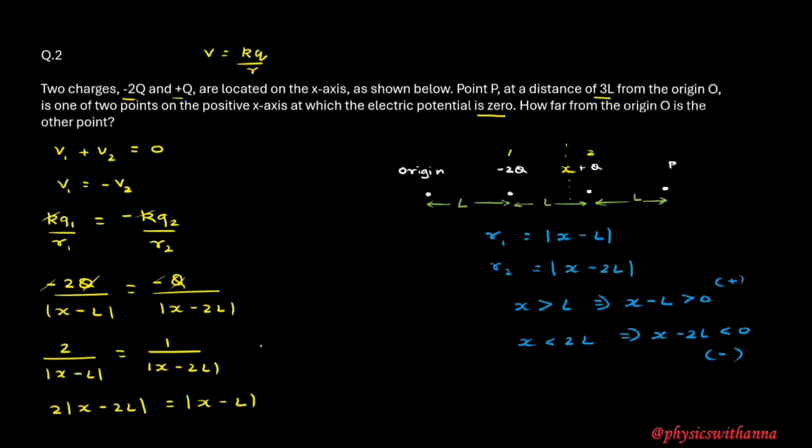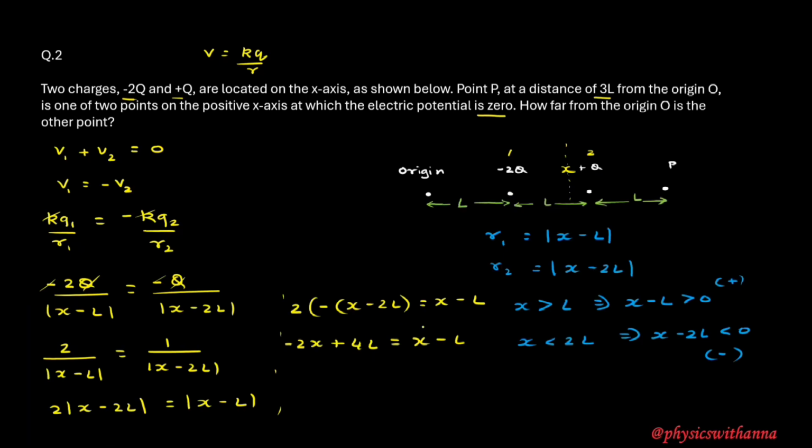So we substitute that here. We get 2. Take X minus 2L to be negative, so negative of X minus 2L equals, take X minus L to be positive, so it remains as it is. Now solve. 2 times negative x will be negative 2x. Minus and minus will become plus. 2 times 2 will become 4. So plus 4L equals x minus L.